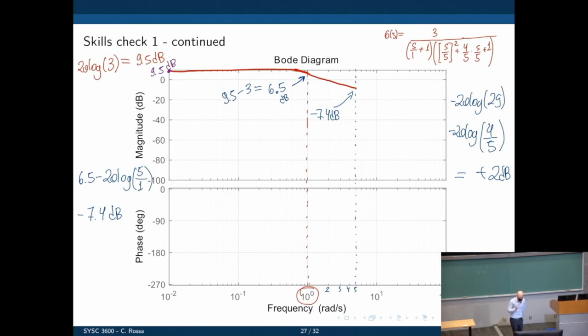So at the cutoff frequency of this pole, because the damping ratio is smaller than 0.5, the magnitude is going to go up by 2 decibels. So if it's negative 7.4, we are adding 2 decibels to it. We'll see a little bump here, and then we'll come back to where it started. The top here will be negative 7.4 plus 2, which is negative 5.4 dB. And then it will come back to where it was before.